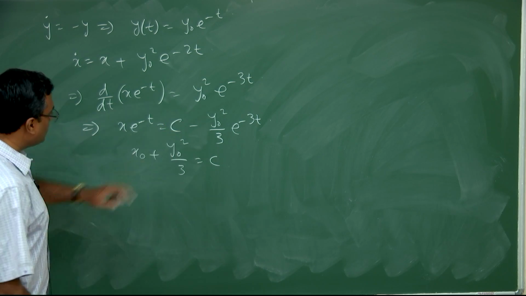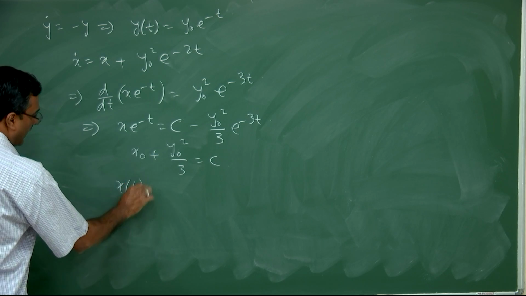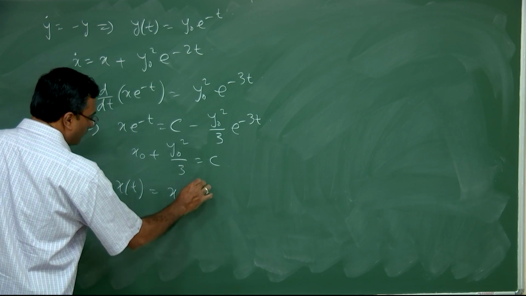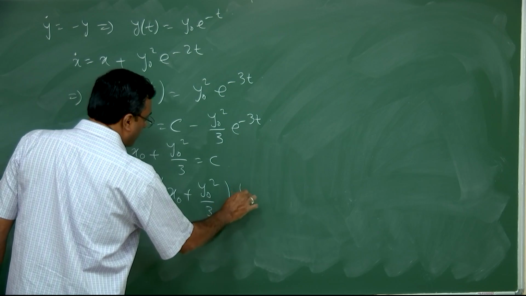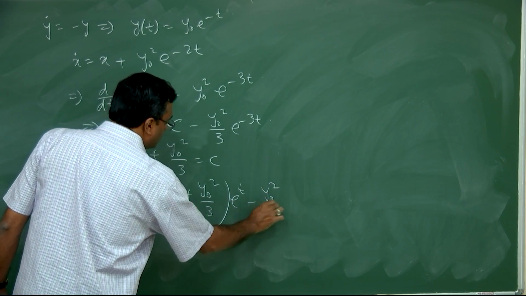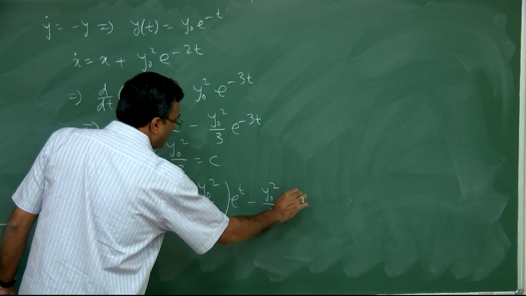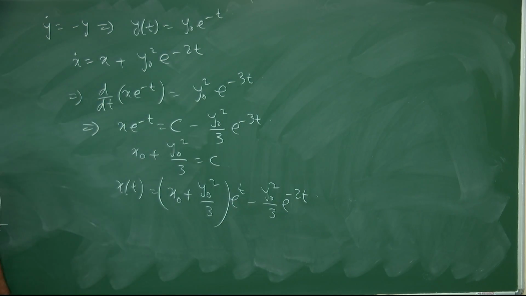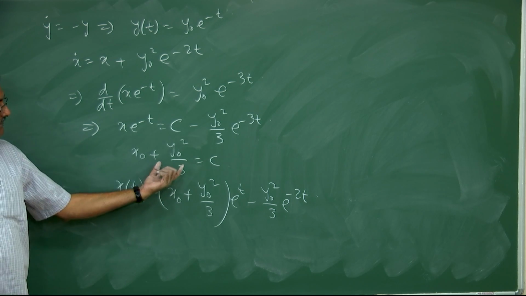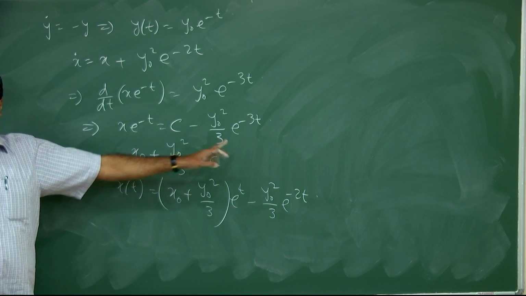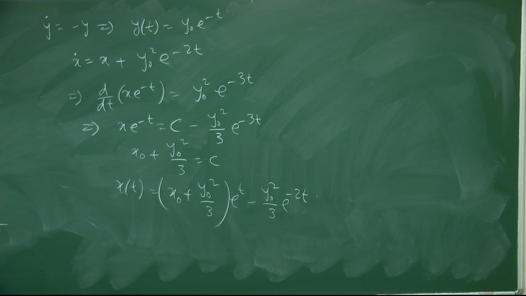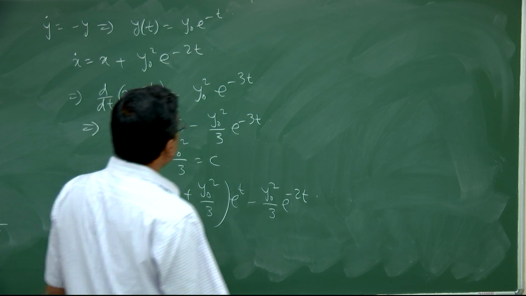Substituting back into this equation, you will have x(t) equal to x0 plus y0 square by 3 times e to the power t minus y0 square by 3 e to the power minus 2t. So I am just substituting this value of c here and then multiplying both sides by e to the power t, right.